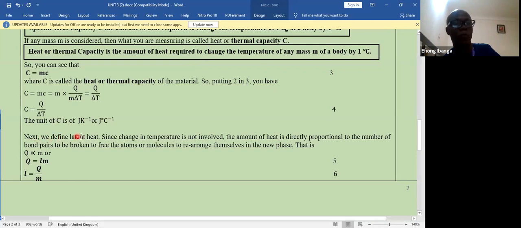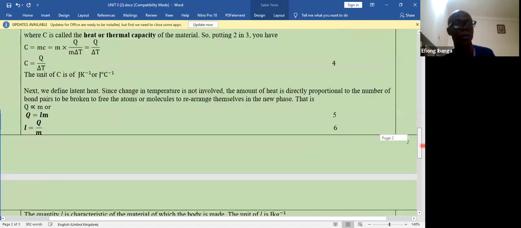All right, I'm saying that we want to define latent heat. I'm saying since change in temperature is not involved, the amount of heat will then be directly proportional to the number of bond pairs to be broken, isn't it? To free the atoms or molecules, as the case may be, to rearrange themselves in a new phase. All right? So what does that mean? It means, therefore, that the quantity of heat that is used to do that will be directly proportional to the mass, okay? So I can write it this way. Q is directly proportional to the mass, okay? Or if I introduce a constant of proportionality L, then my Q should be equal to L times M, or that my L is going to be Q over M, okay?